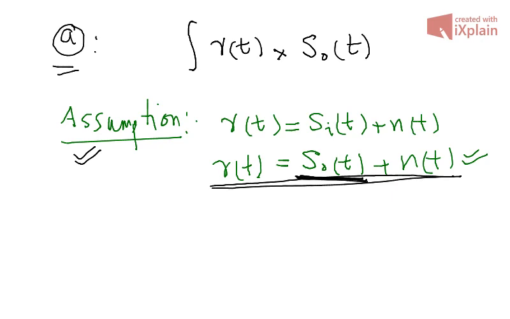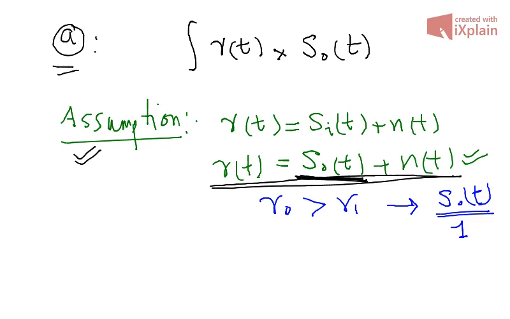So if this is our received signal, we would expect that our correlator demodulator should find R0 greater than R1, and it should declare that our received signal is actually S naught of t. It should take a decision in favor of S naught of t, and it should give us an output data 1.